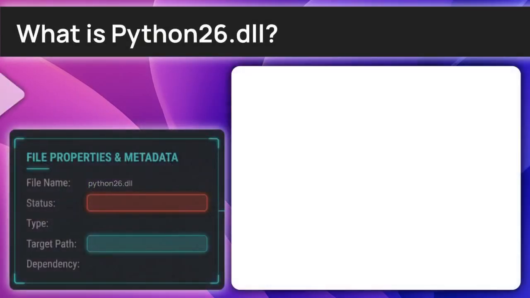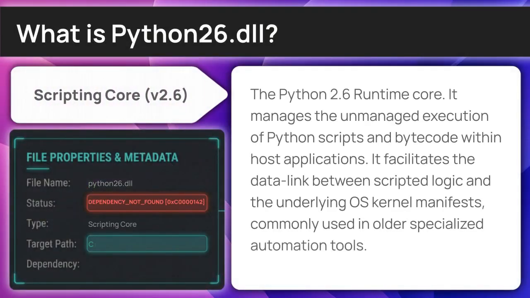This is the Python26 library, the Python 2.6 runtime core. It manages the unmanaged execution of Python scripts and bytecode within host applications. It facilitates the data link between scripted logic and the underlying OS kernel manifests, commonly used in older specialized automation tools. Let's get to work.